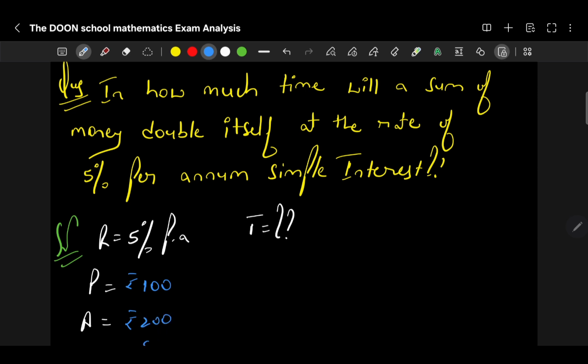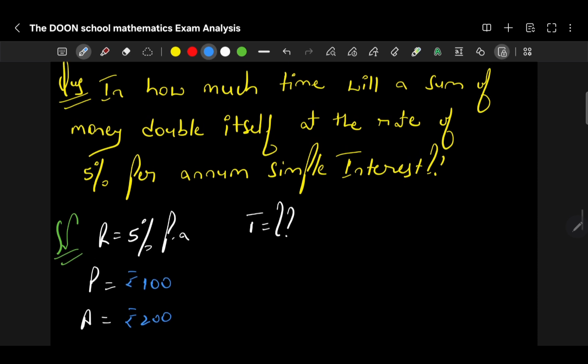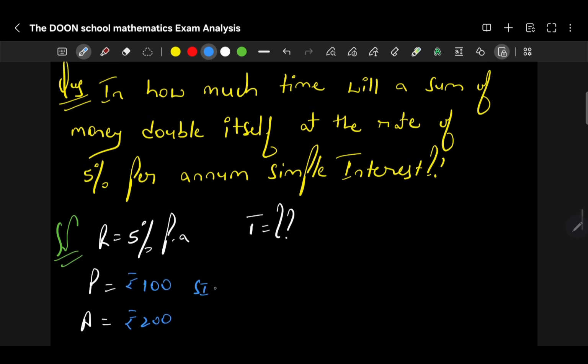According to this, the simple interest is going to be 100. Simple interest is going to be 100 rupees. All right. So let's just find out the time period.